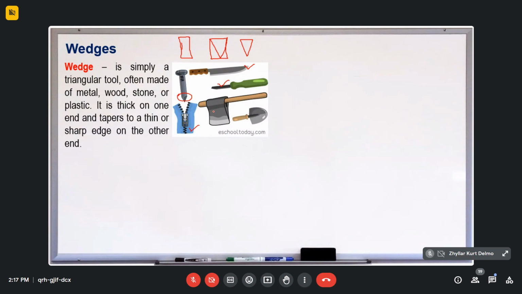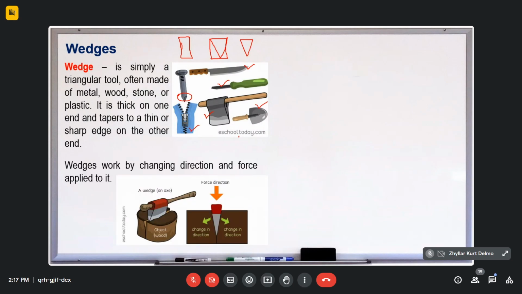The reason we can chisel wood is because of the wedging action. Triangular at the tip, as well as the axe and our shovel. Their edges are triangular, so they can cut through and split a material into two parts. So wedges work by changing the direction and force applied to it.